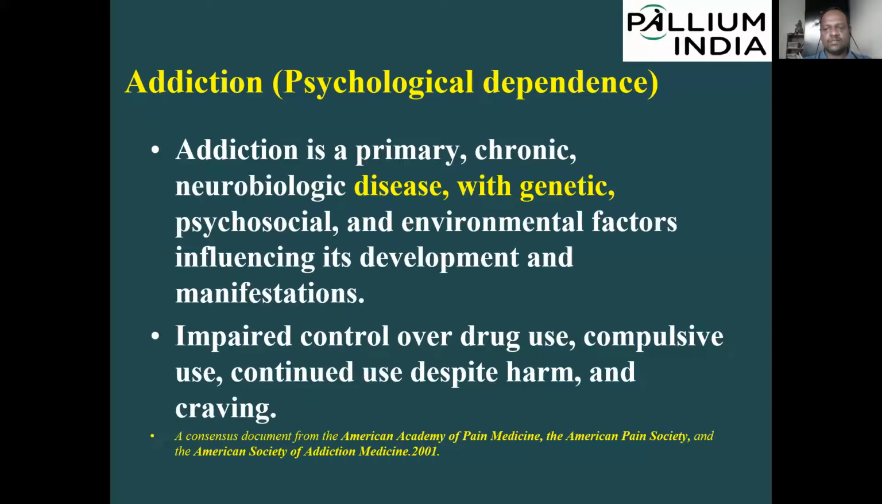The American pain medicine society says that it is a neurobiologic disease. So addiction is seen as a disease in genetically predisposed individuals. When the environment becomes favorable, the person may get addicted. So in a genetically predisposed individual, when the environment and the psychosocial factors become favorable, then the patient may get addicted, and it may manifest as impaired control over drug use, compulsive use, continued use despite harm, and craving for the same.